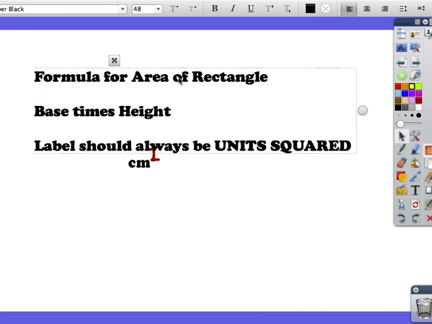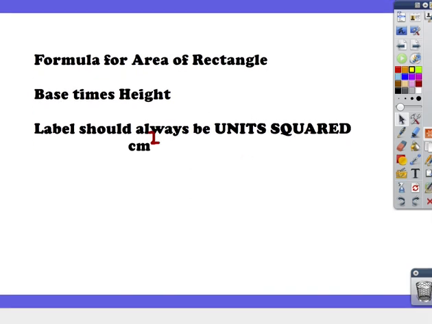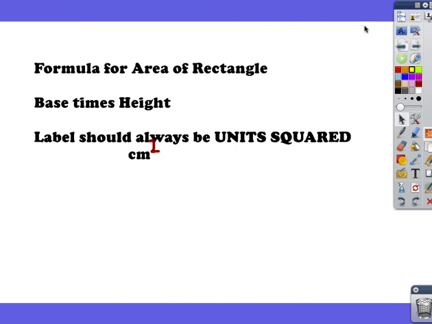Important things to include in your notes today. Base times height, label should always be in units squared. If you follow those directions, you will be very successful in today's lesson.